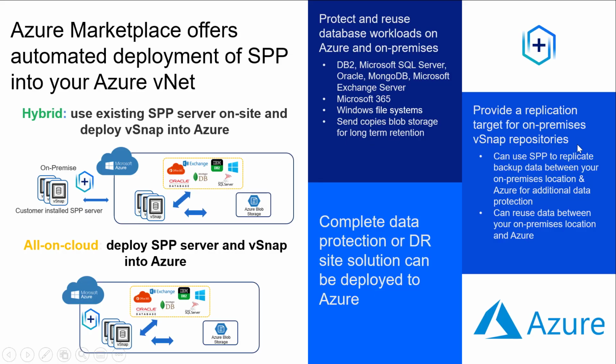So in summary, I've showed you how to utilize Azure Marketplace to automatically deploy a Spectrum Protect Plus server and vSnap all in cloud. I also showed you how to tunnel through using the Bastion server so that you can connect to that Spectrum Protect Plus server.